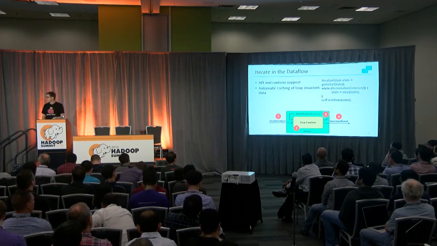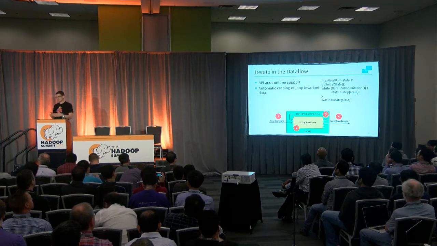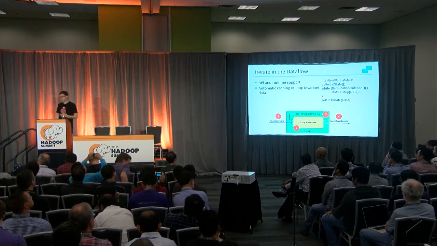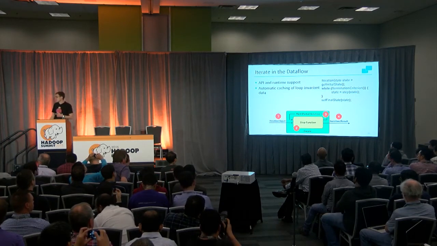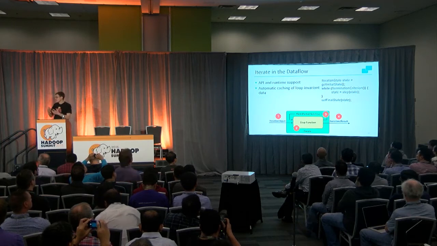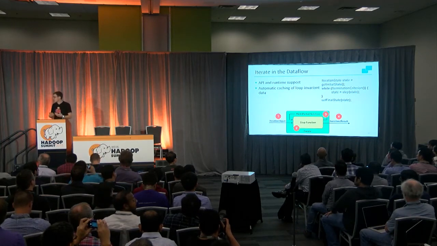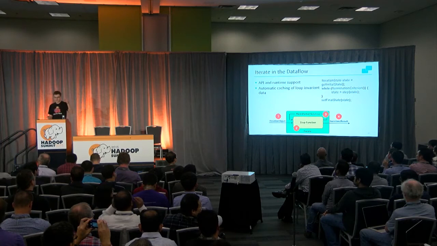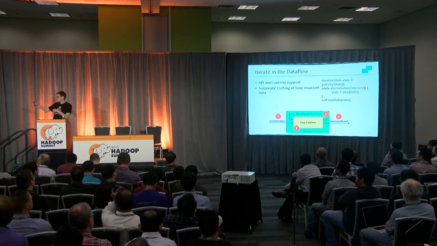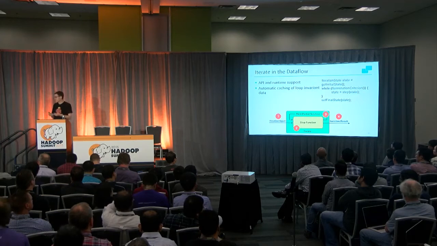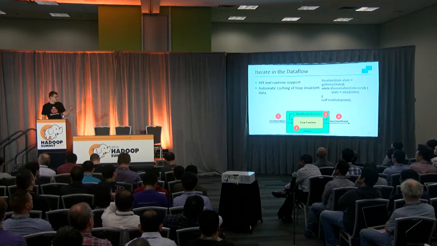Here is some pseudocode of how the system executes them. You give it an initial state, and then a step function, which can be an arbitrary dataflow, so you can perform a lot of operations there, like joining, grouping, and so on. In the end, you'll have a final result. You can specify in different ways how the system knows when an iteration is over.